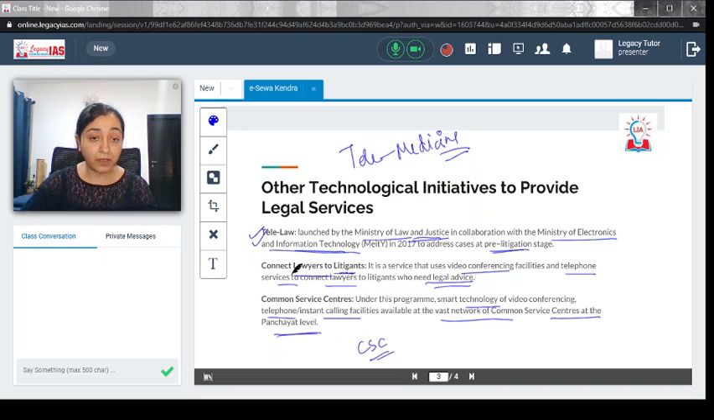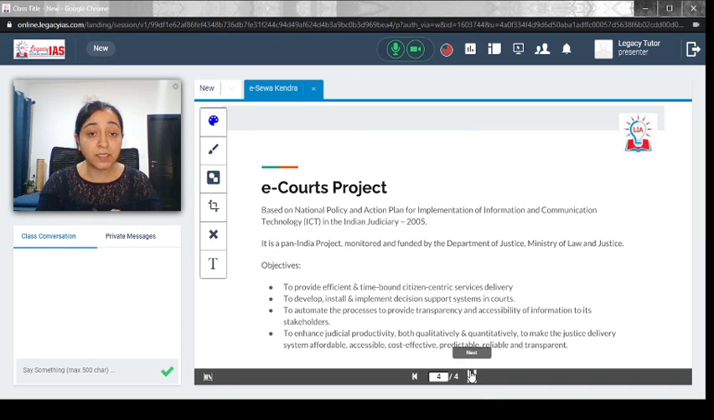So instead of using your personal computer, your personal laptop, or your personal phone, for example, if you don't have access to anything, or if you don't have access to internet, you can go to the common service center which is there at the panchayat level, and from there you can try to connect to the lawyer. So this is the benefit of common service center. They have also started providing the consultation from the lawyers to the litigants also. So this is again something which has been provided.